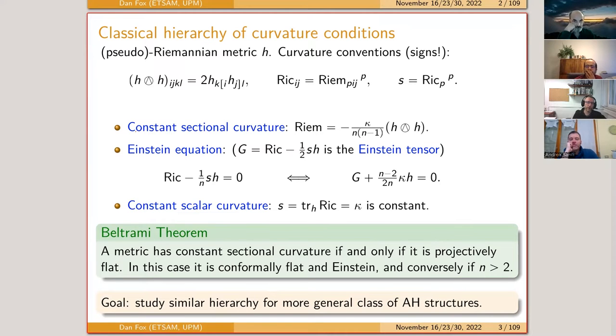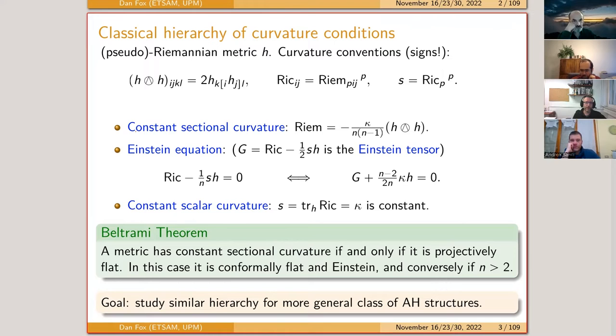So what's the notation here? This is some variant of the Kulkarni-Nomizu product of the metric tensor with itself, which is simply a curvature tensor. It has the symmetries of a metric curvature tensor. So it's skew-symmetric in i and j, skew-symmetric in k and l, and its skew-symmetrization in i, j, and k is zero. That is, it satisfies the algebraic Bianchi identity. And here h is any pseudo-Riemannian metric. The signature for much of what I say won't matter.